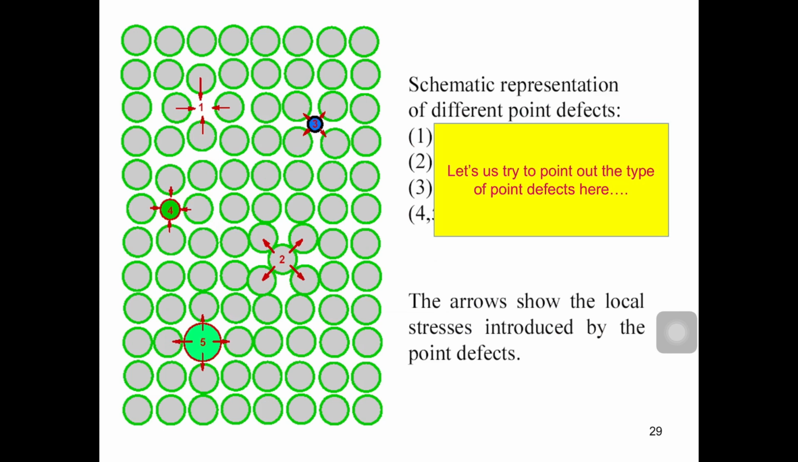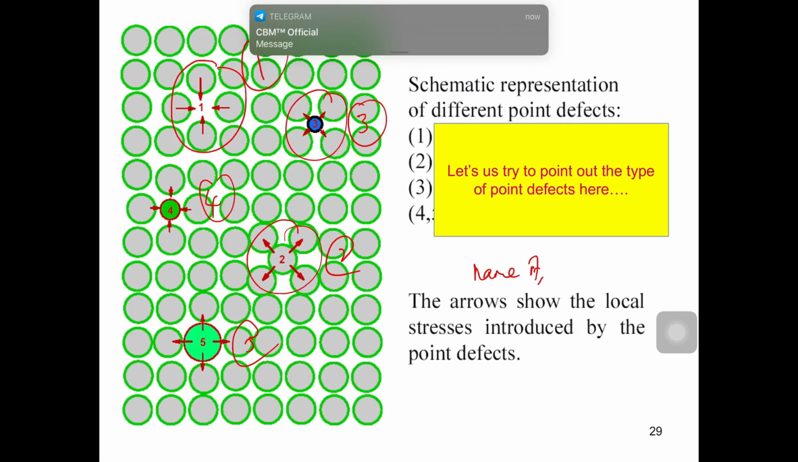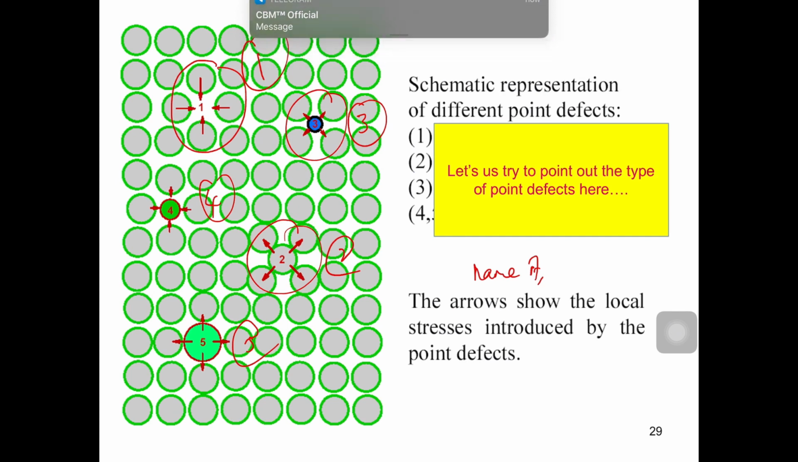Okay, this one is the schematic representative of different point defects. So you have to remember, refresh back. I don't want you to discuss, but without any reference to the previous slides, name it. What is number 1? What is number 2? What is number 3? What is number 4? And what is number 5? Okay, just name it. And then refer back to the previous slide. Is it correct or not? If not, you have to study back.